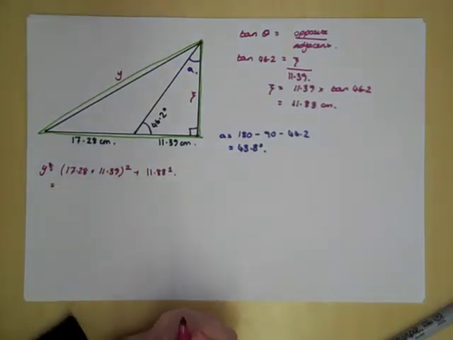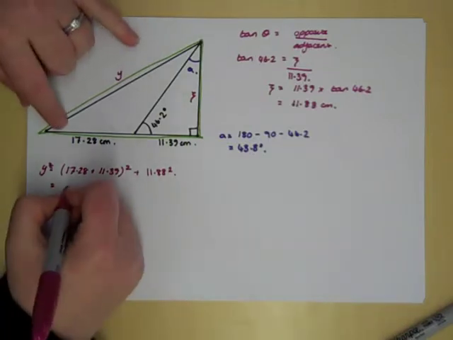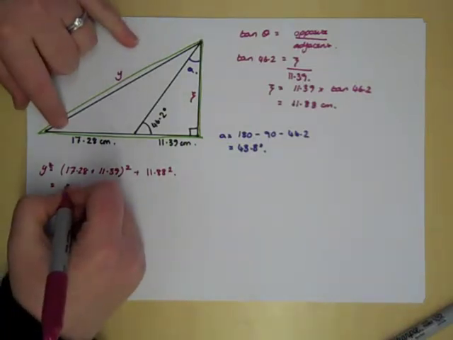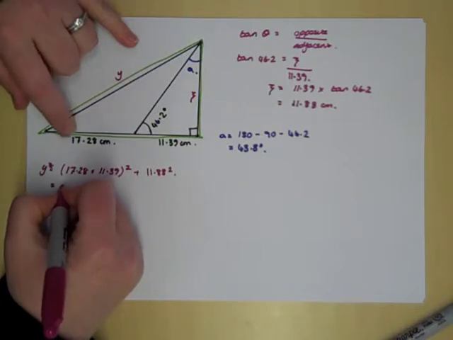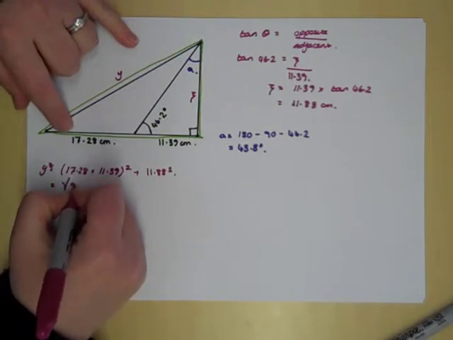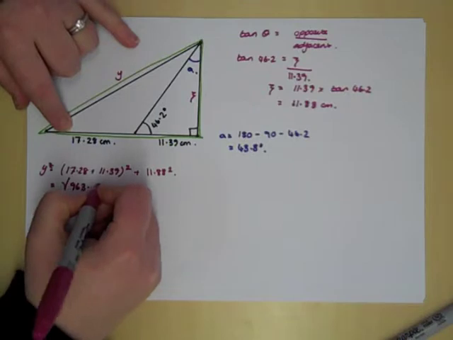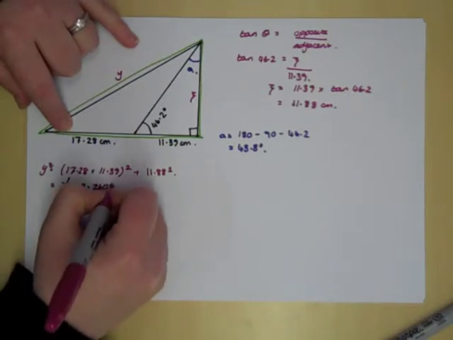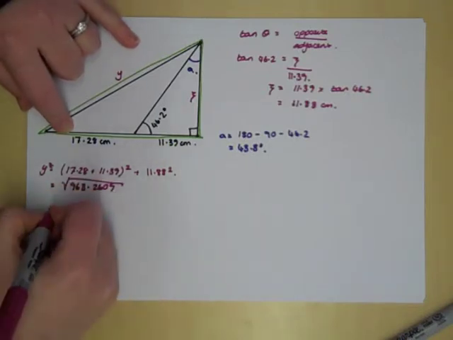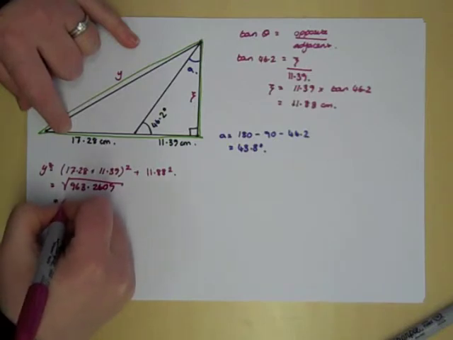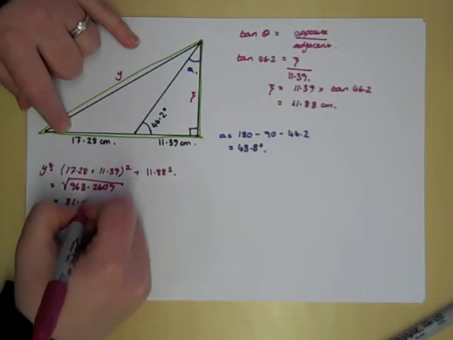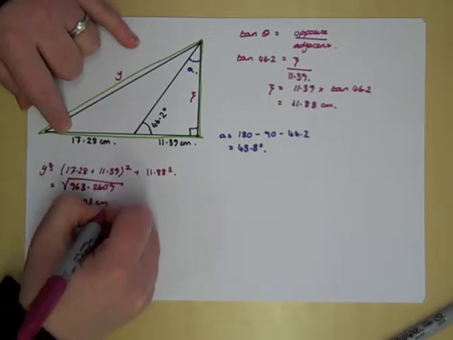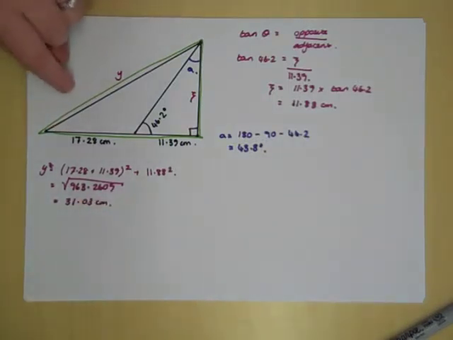So if I work that out, I end up with y is equal to the square root of 963.2609, however many figures I want to carry, but that gives me that y is equal to 31.03 centimetres. So I know this length here.